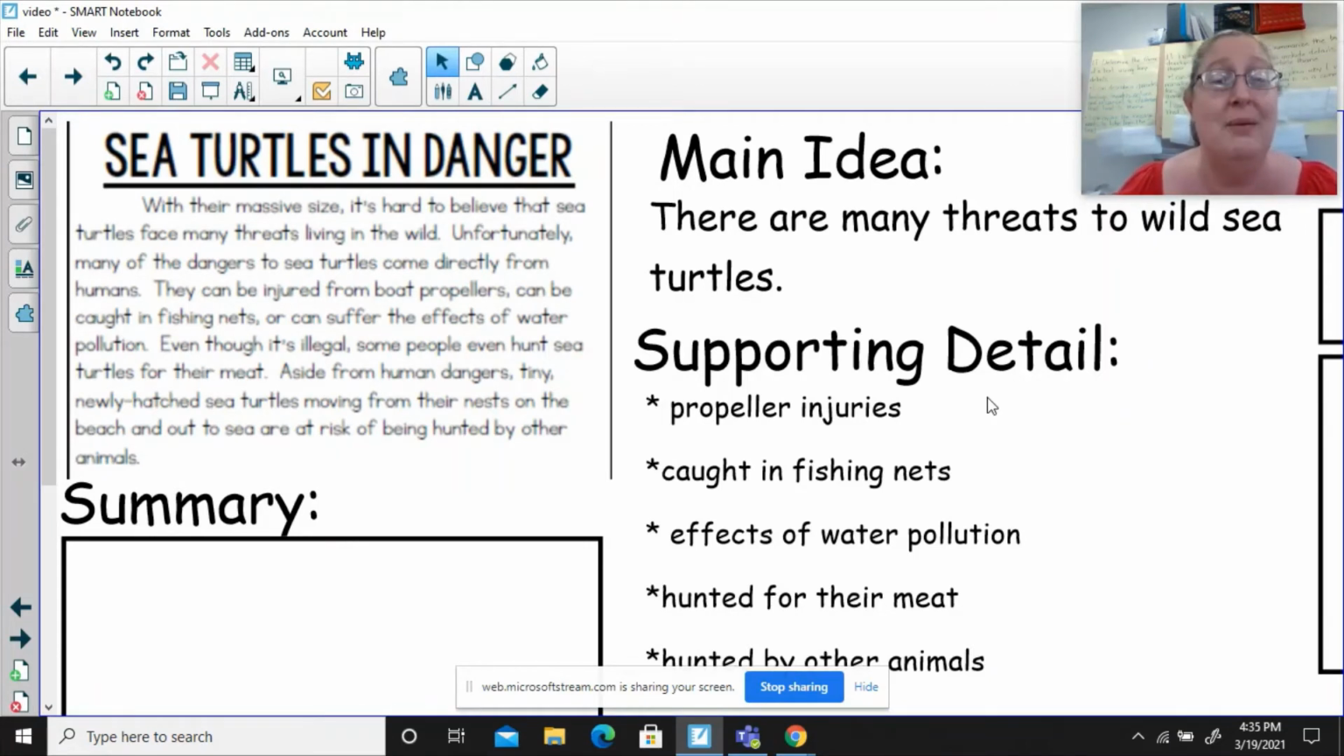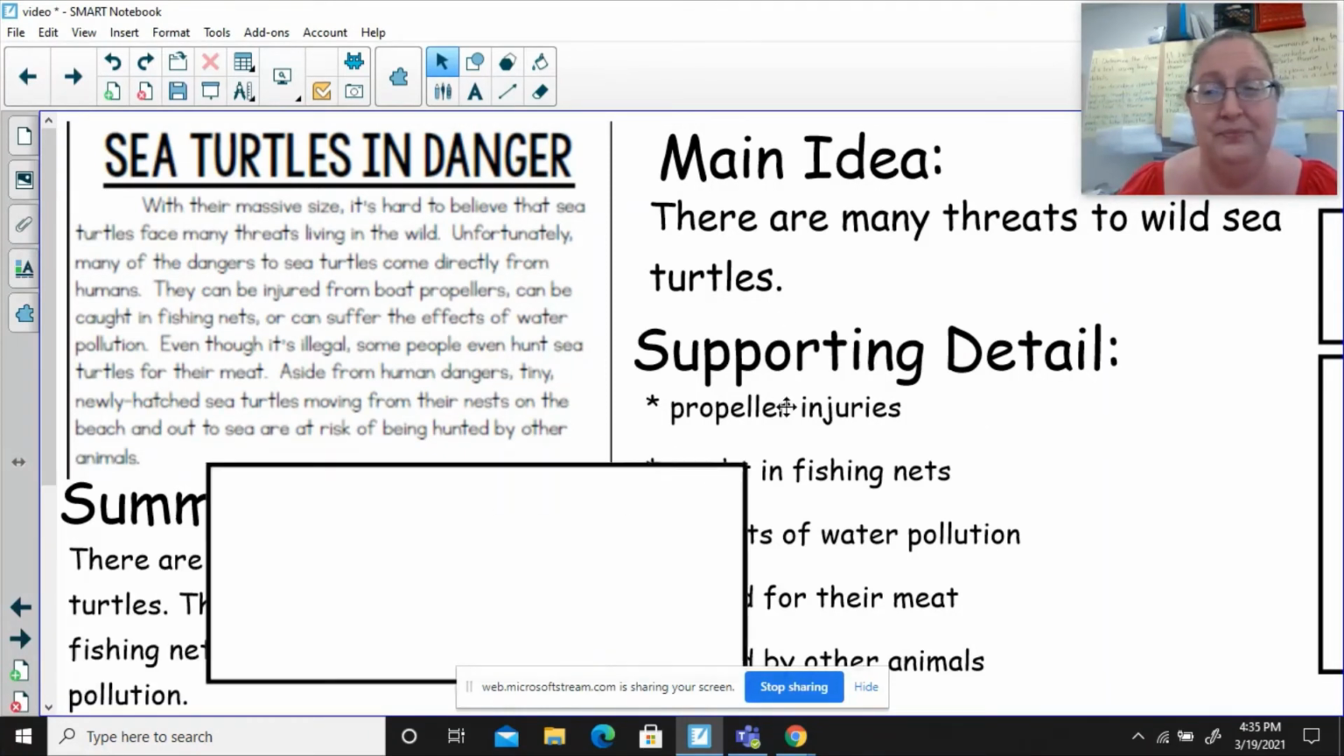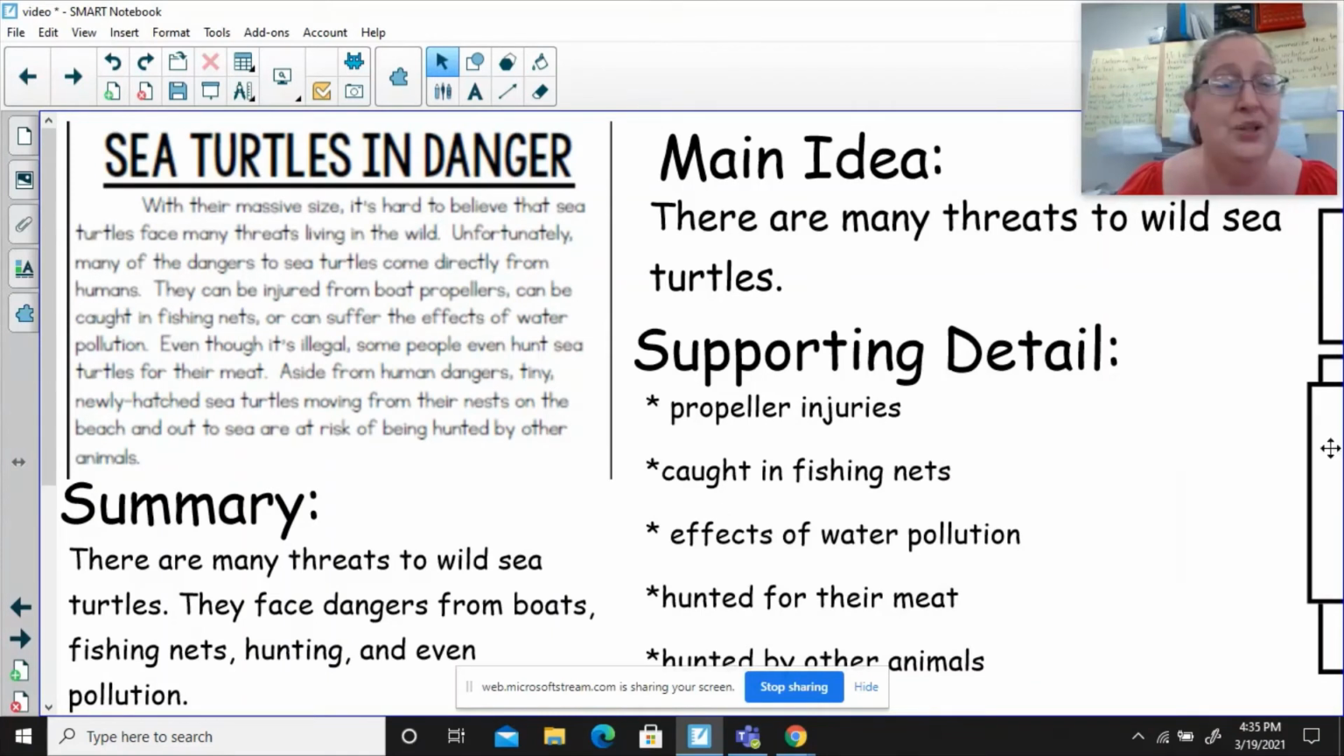So let's look at a good summary for Sea Turtles in Danger. Sea Turtles in Danger has a good summary as there are many threats to wild sea turtles. They face dangers from boats, fishing nets, hunting, and even pollution. Notice how the summary includes our main idea and most of our details. That is what we're looking for in a good summary. It's not a retelling, it's a summary. Retelling has its place. There's nothing wrong with retelling, but when we are asking you to summarize, we are asking you to tell us what you know.